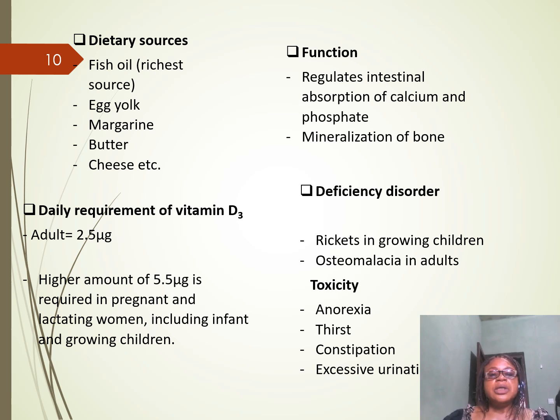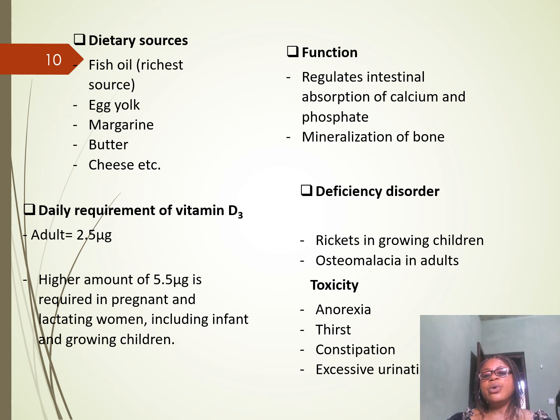Dietary sources again: fish oil, egg yolk, margarine, butter, cheese. And I know quite a number of you may not have known that vitamin D is found in food, because we commonly believe that vitamin D is obtained from early morning sunshine. You can now know that what the sun does is to activate the D3 inactive form of vitamin D that is synthesized by the liver in the body. Daily requirement of vitamin D3: adults need about 2.5 microgram. A higher amount of 5.5 microgram is required in pregnancy, lactating mothers, including infants and growing children.